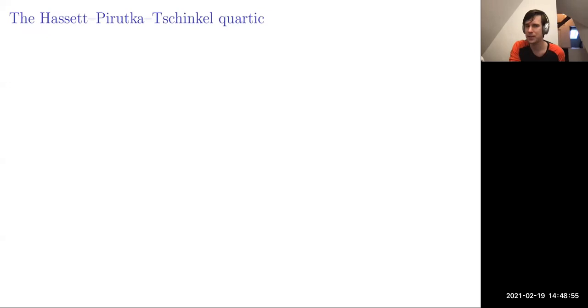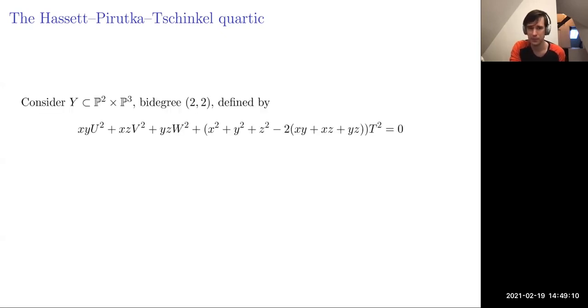So I mentioned this Hasse-Pirutka-Colliot-Thélène-Kahn quartic earlier. This was the main irrationality input for the quartic fivefold, and it's also the irrationality input in this example. And it's given by this equation here. So it's a fourfold inside P2 cross P3, given by this equation.